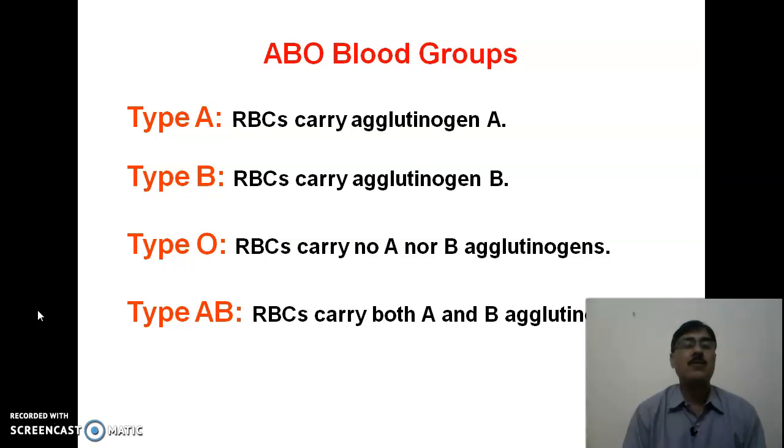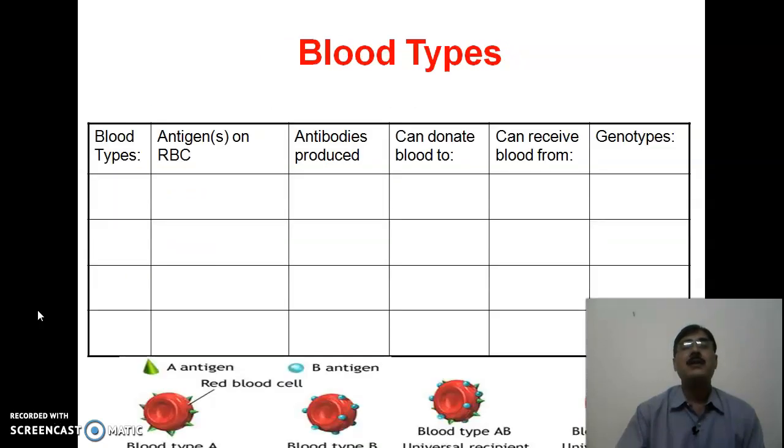One, type A, in which the red blood corpuscles carry agglutinogen A, that is antigen A. In type B, the RBCs carry agglutinogen B, meaning antigen B. Type O is basically zero: the RBCs do not carry any antigen, neither A nor B agglutinogens. And type AB, the RBCs carry both agglutinogens, that is, antigen A and antigen B.